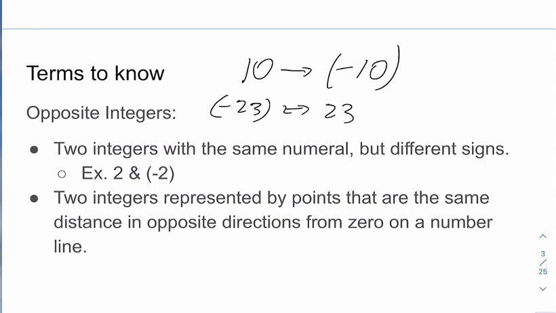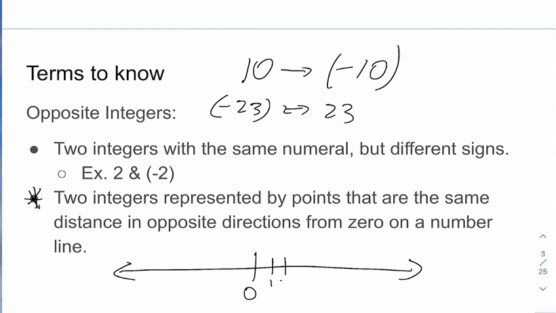Now, what's important to remember about these is this second point here. The two integers are represented by points that are the same distance in opposite directions from 0 on a number line. So I have a number line. There's 0. Going up here, 1, 2, 3, and going the other direction to the left, -1, -2, -3. Opposite integers are 3 and -3. They're the exact same distance from 0: 1, 2, 3, and 1, 2, 3. That's an important thing to remember as we go along. So opposite integers: same numeral, different signs.